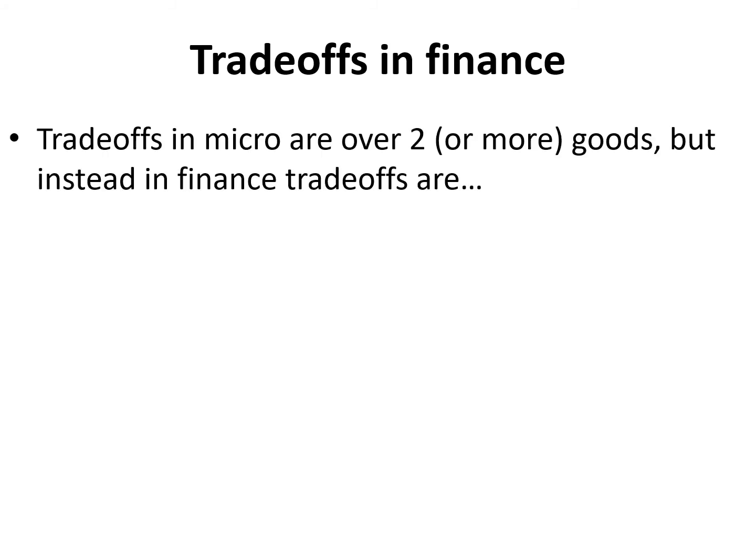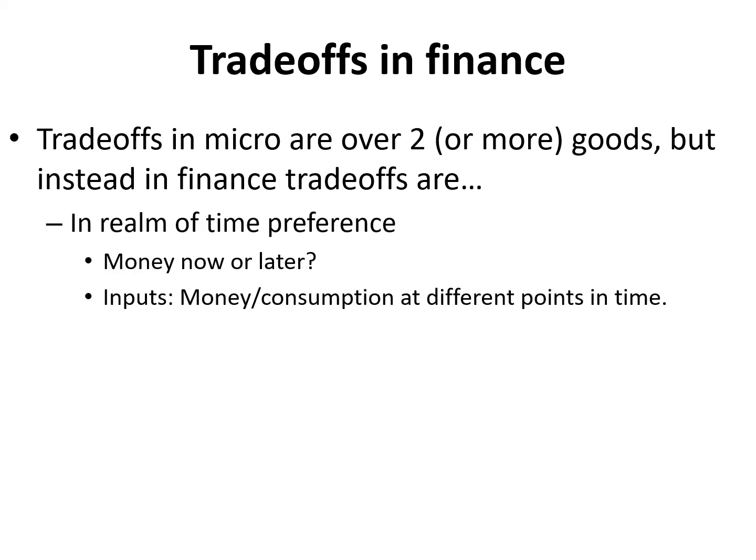The trade-offs in microeconomics are over two or more goods and services, but instead we take a different perspective in finance. There's really two main sets of trade-offs. First, in the realm of time preference, we can either consume now or consume later. So if we consume now, we need to spend a lot of our money now, but we have to borrow against perhaps future income, so we'll consume less later. The inputs are money and consumption at different points in time.